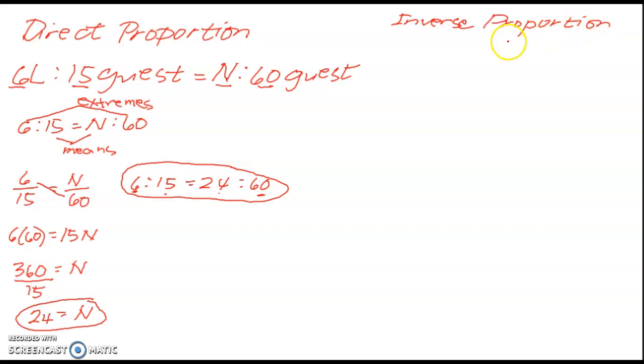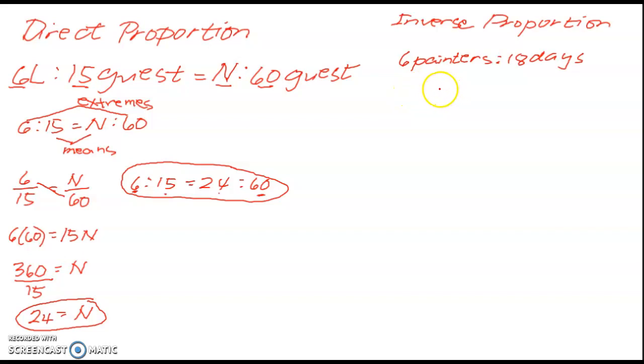For example, here I have a situation or a problem. 6 painters can paint a building in 18 days. The owner wants the painting job finished in 9 days. How many painters should he hire? So this is the problem. These are the given: 6 painters can paint a house in 18 days.